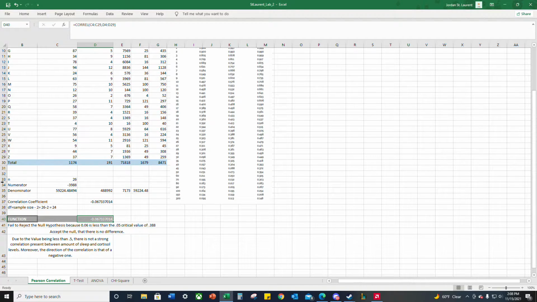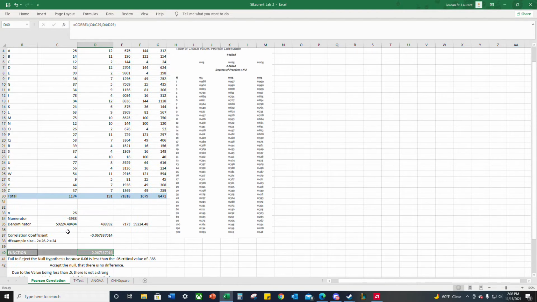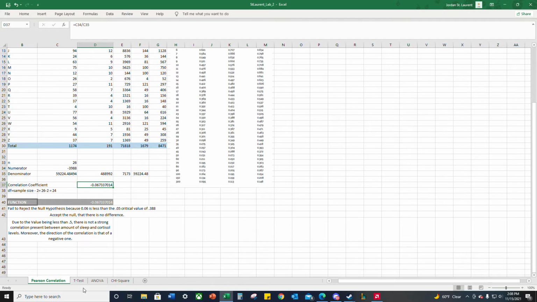And based off of the interpretation of all this data, I can determine that there is not a strong correlation present between these two types of data. Moreover, the correlation is that of a -1, as the value that we have obtained is negative.